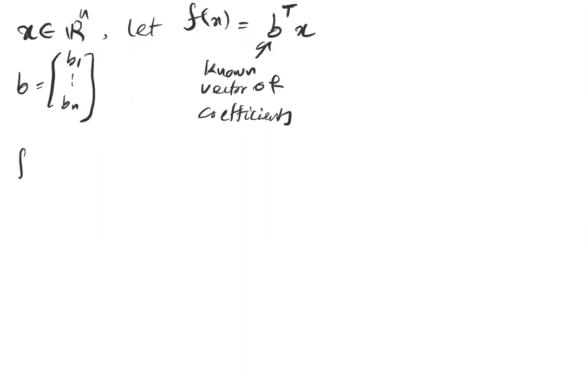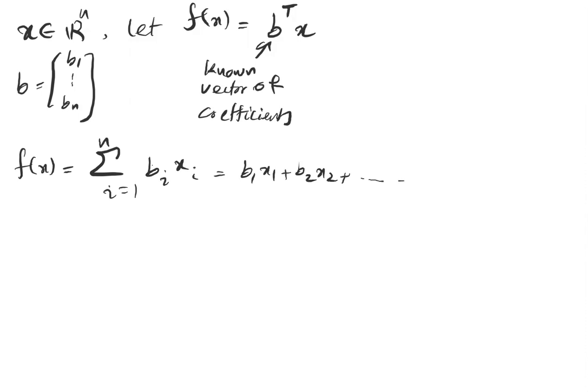First, I'm going to expand f of x. This will be the sum over i from 1 to n of b sub i x i. So this is equal to b1 x1 plus b2 x2 plus up to bn xn. So what will happen here now?